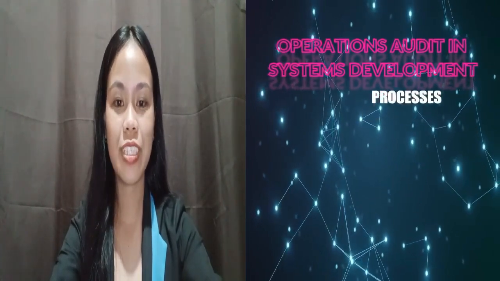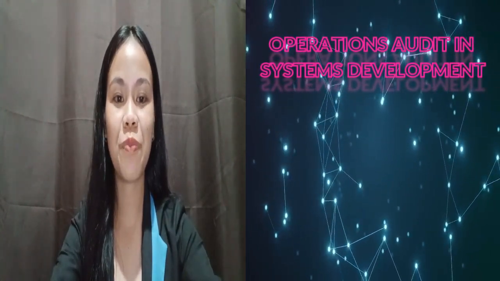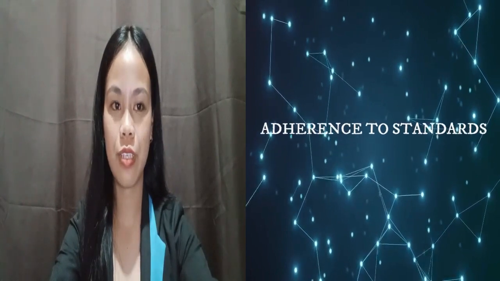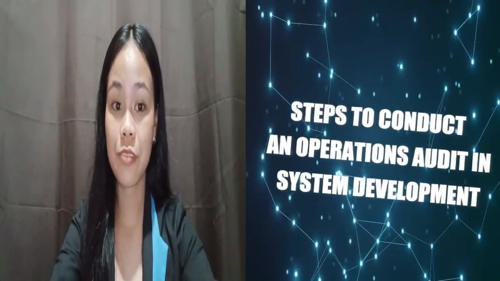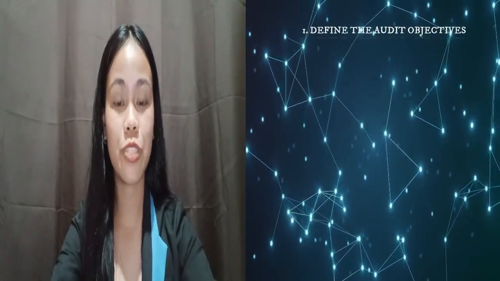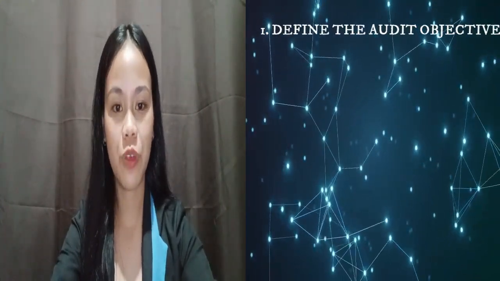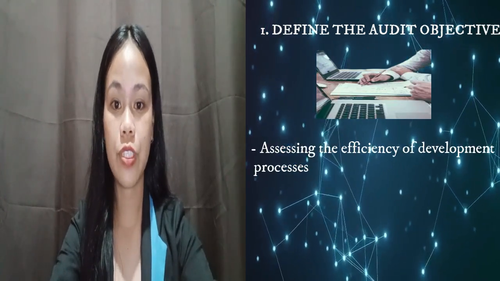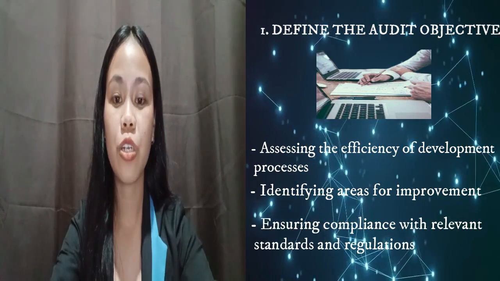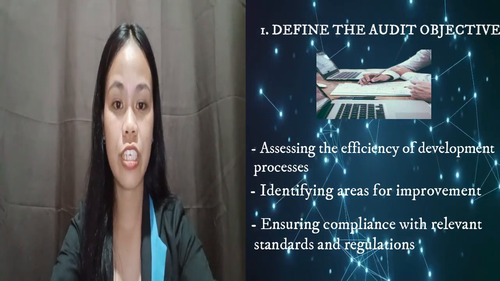An operations audit in system development involves evaluating the processes and procedures used throughout the software development lifecycle to ensure efficiency, effectiveness, and adherence to standards. Follow these steps to conduct the operations audit in systems development. First, define the audit objectives. Clearly define the objectives of the audit, including assessing the efficiency of development processes, identifying areas for improvement, and ensuring compliance with relevant standards and regulations. This sets the stage for the audit and guides the focus of your evaluation.